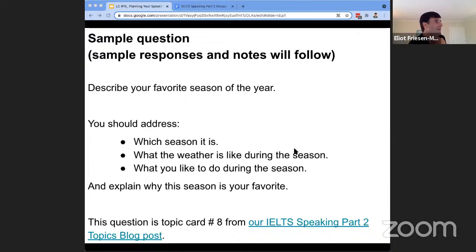Describe your favorite season of the year. You should address which season it is, what the weather's like during the season, and what you like to do during the season, and explain why this season is your favorite.